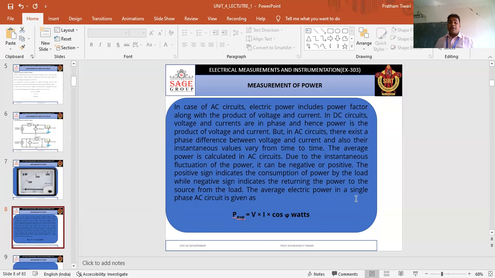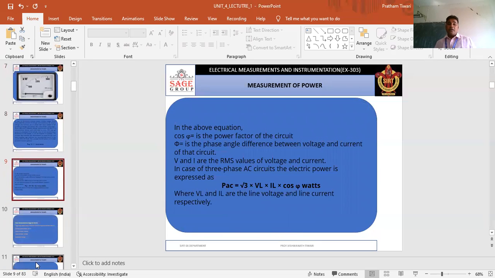The average electric power in a single phase AC circuit is given by P average equal to V into I cos phi, where P average is the average power in kilowatt, V is the supply voltage in volt, I is the current in ampere, and cos phi is the power factor of the circuit. In the above equation, phi is the phase angle difference between voltage and current of the circuit. V and I are the RMS values of voltage and current.